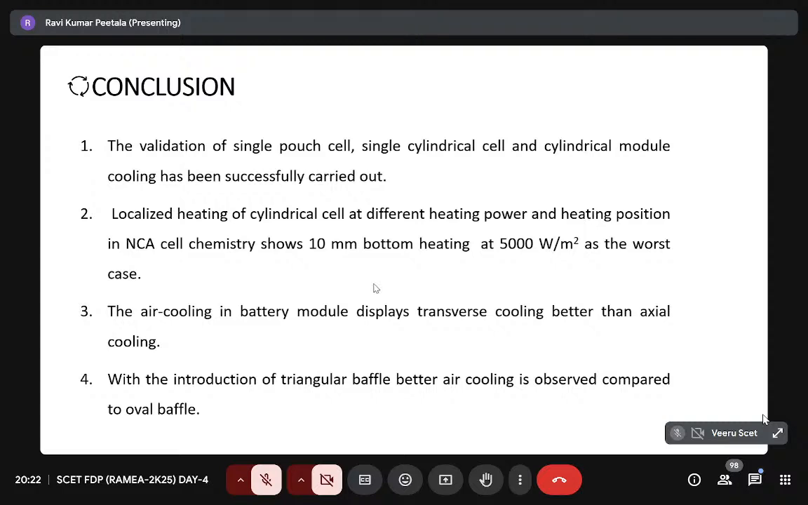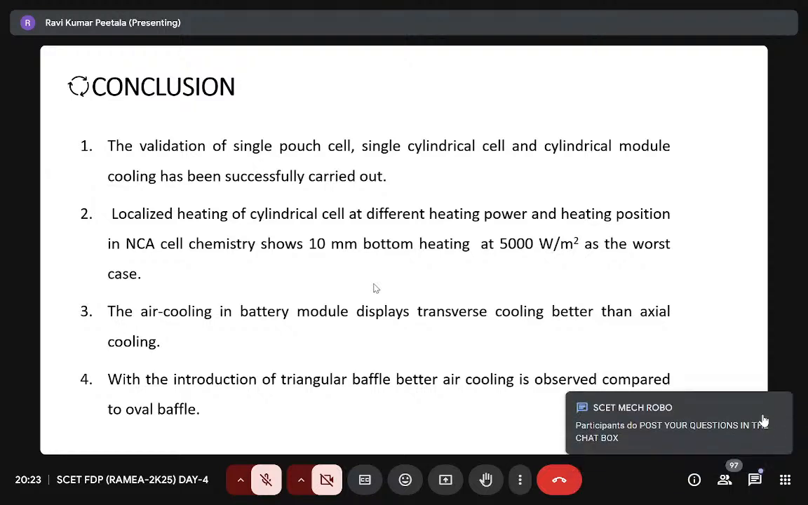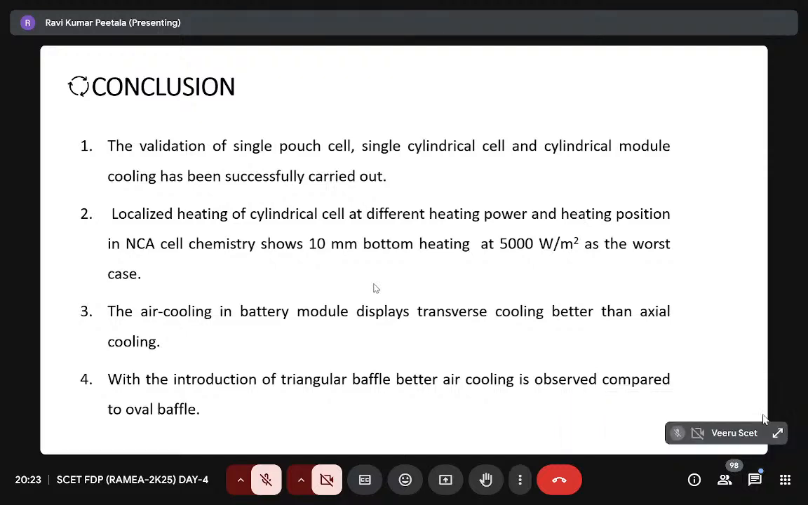If I generate the heat inside the battery, the thermal runaway is not controlled without any cooling. If I use air cooling with various baffle plates, I can control the temperature. We can maintain the temperature within the limit up to a certain time, as we observed. The effective one is that oval baffle plates are more appropriate to design the cooling system of the battery packs.